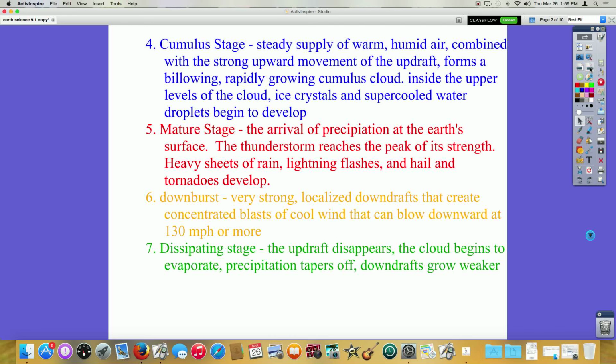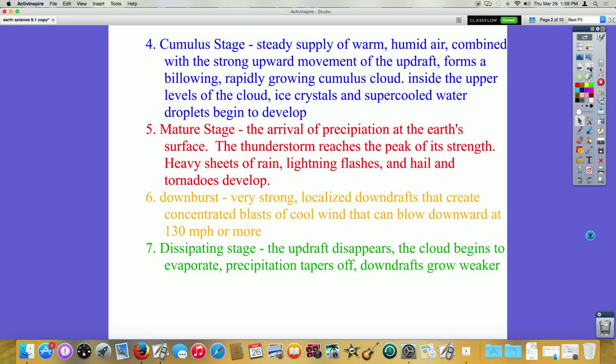Now, this isn't a stage, but it can be a feature of the mature stage, and that is a downburst. These are very strong localized downdrafts that create concentrated blasts of cool wind that can blow downward at 130 miles an hour or more. So this is actually a vertical column of air, basically, just blasting the ground. Downbursts have been known to level crops, damage buildings, topple trees, so these can cause quite a bit of damage depending on what's around it and how it blasts out there. Smaller but intense downbursts are called microbursts.